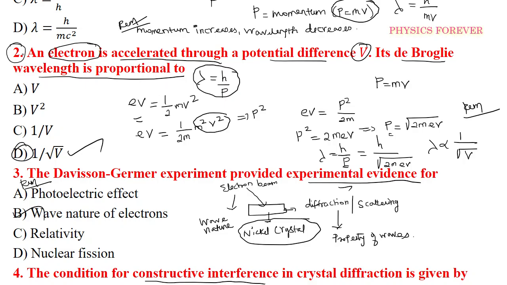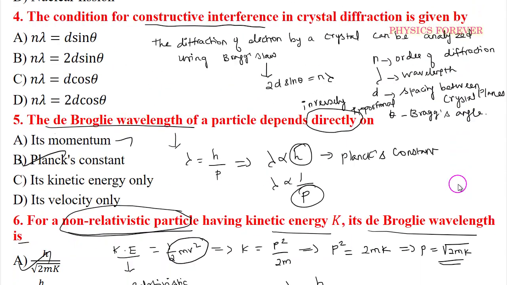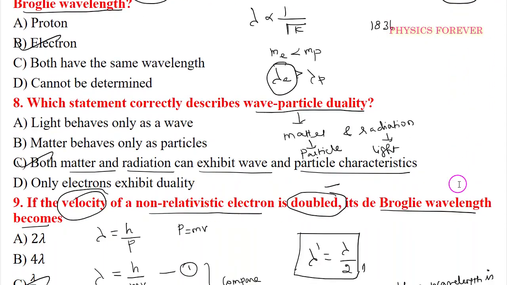Based on the same question, we have to give one problem. Lambda is equal to h by root 2meV, which we already solved in the earlier equation, and that is the important one. When an electron is accelerated through a potential difference, we get this. Since we already solved it, I directly write the formula.